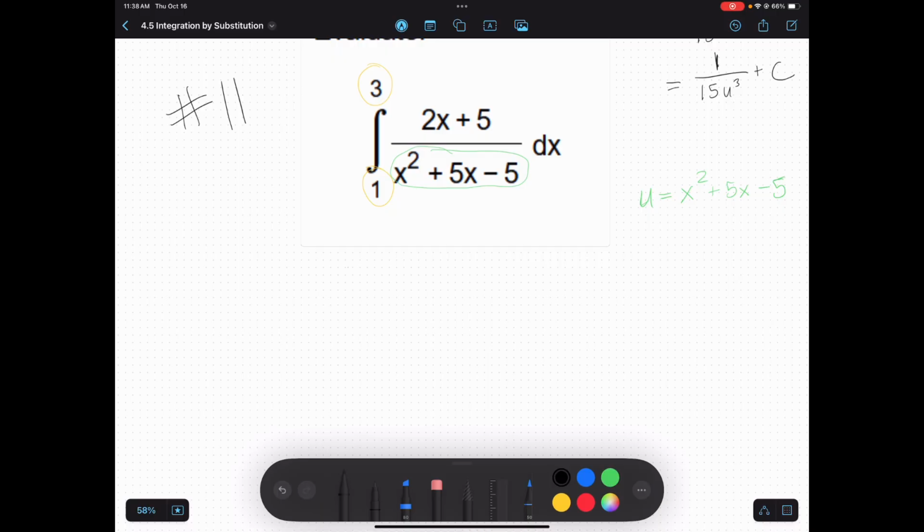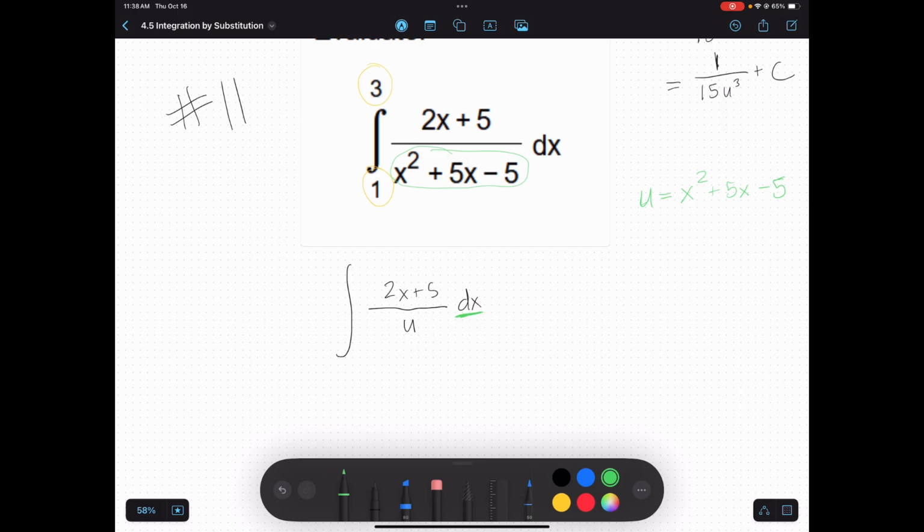So by doing that, of course, I'm now going to have this integral of 2x plus 5 over u. Now my entire denominator is just u. But what else do I have to do? Well, first off, like we've talked about already, I need to switch dx in terms of du. How do I do that?